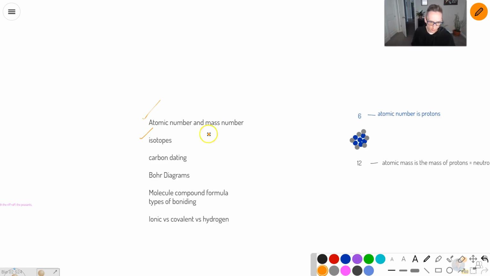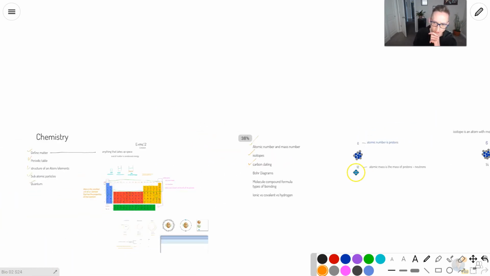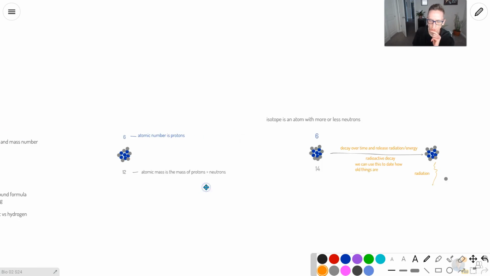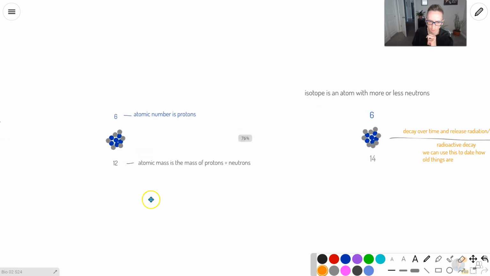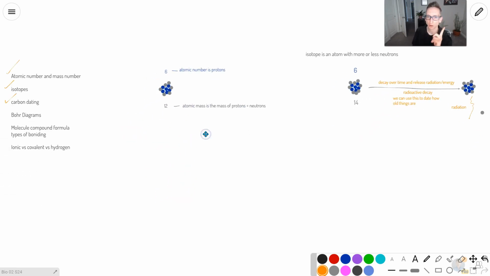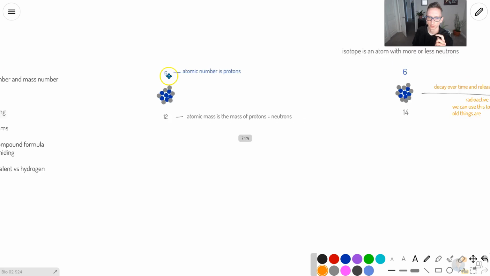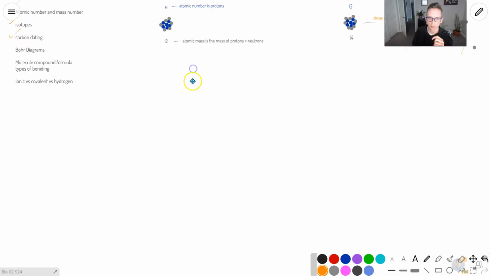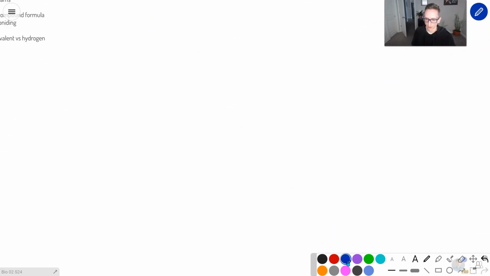Okay, isotopes, carbon dating. All right, let's go over Bohr diagrams again. We'll do carbon again, because we just did it. We've got 6 protons, right? Which means we also have 6 electrons. So now we're going to do some Bohr diagrams of carbon.